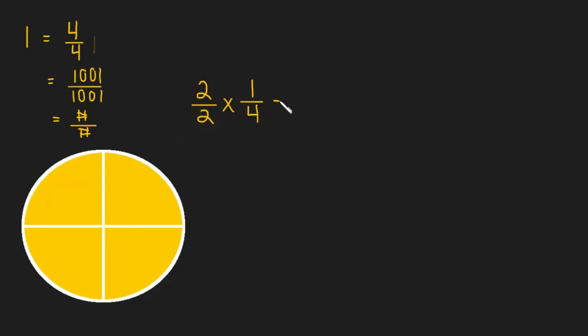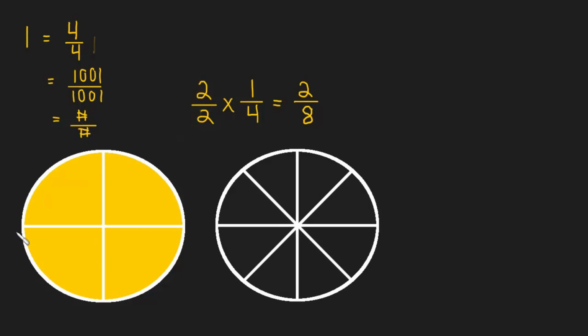Well, we know how to multiply fractions. That's easy. It's just 2 times 1, which is 2. And then we have 2 times 4, which is 8. So let's see what 2/8 looks like. So here's a pie cut into 8 equal pieces, and we're going to take 2 of them.